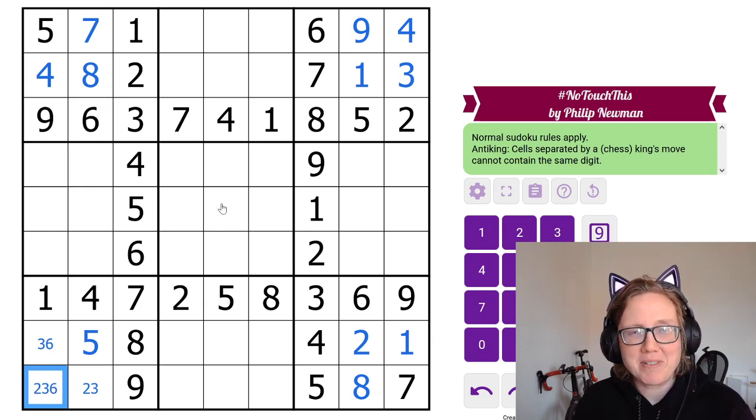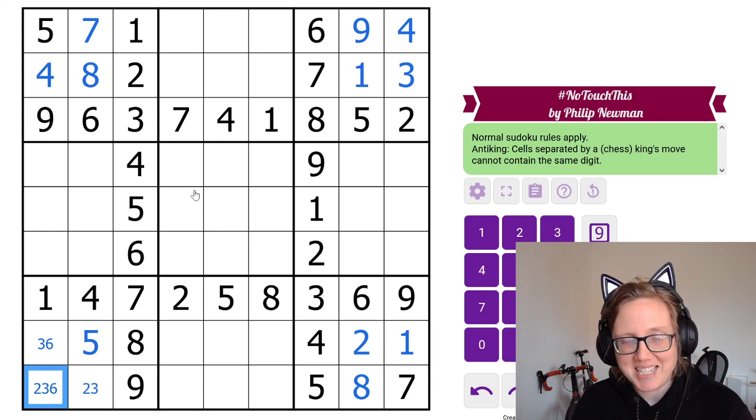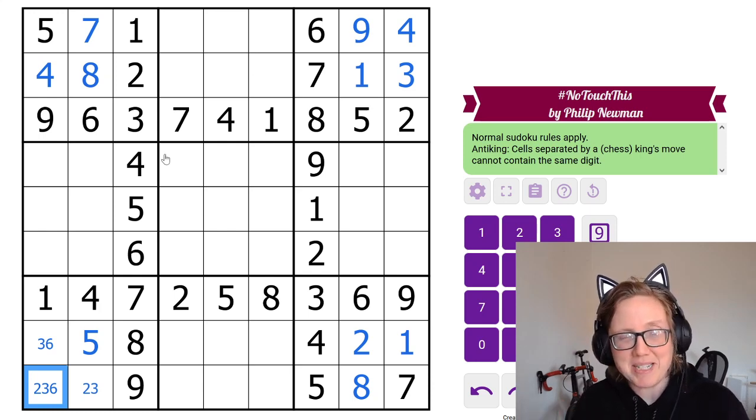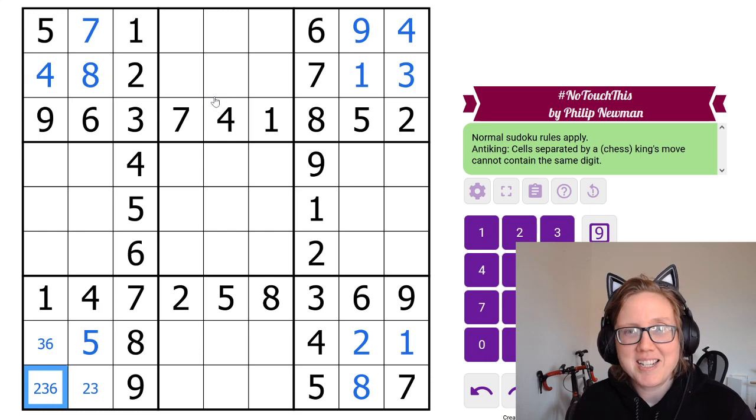So I think that's the point where I have to start using anti-king. I haven't even touched it yet, but now that the grid's a little bit more filled in, it should be easier to focus on where we can apply that constraint. So let's have a look.